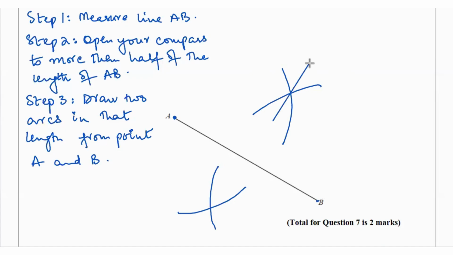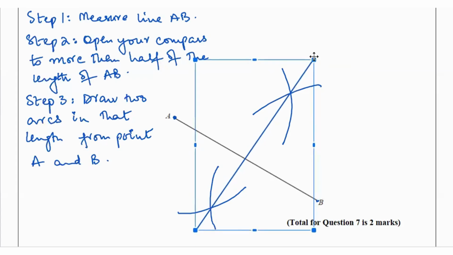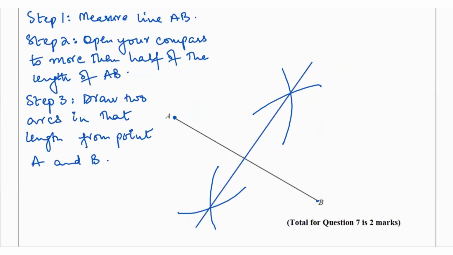Once you've done that, you connect the center of the intersection of the 2 arcs. And this line serves as your perpendicular bisector. So this is your perpendicular bisector.